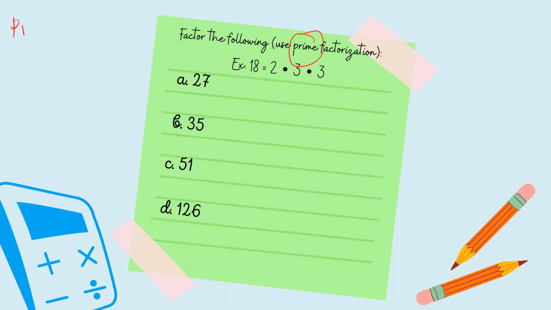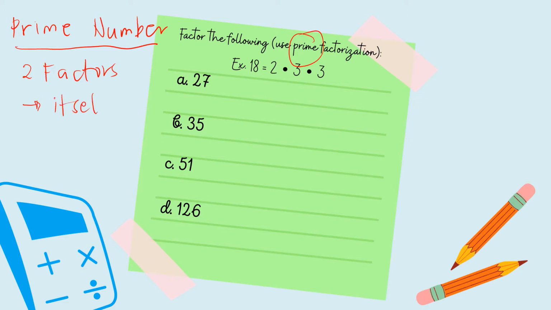So, pag sinabi nating prime number, ibig sabihin, it has only two factors. May dalawang factor lang si prime number. So, ano-ano yung mga two factors niya? Una, itself, sarili niya, and 1. So, ito yung mga number na kapag nag-isip ka ng dalawang number na imumultiply mo, wala ka nang ibang maisip. Dalawang number lang yan. Itself and 1.